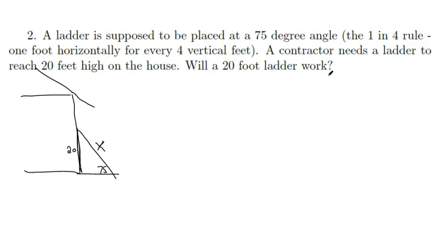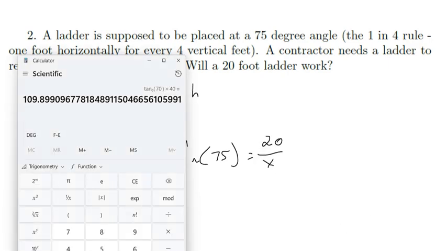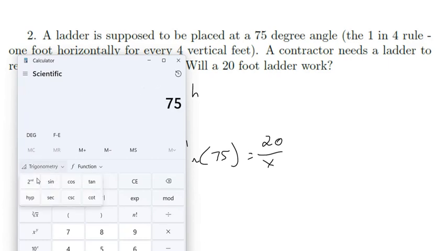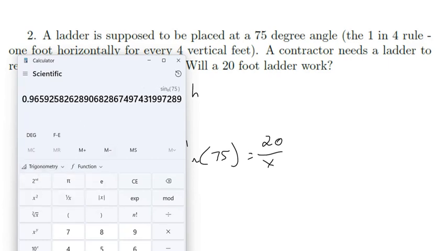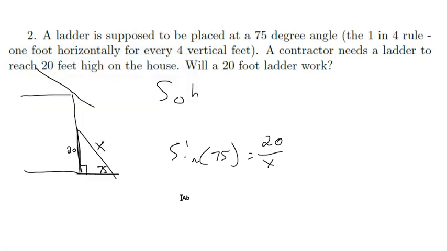And so when deciding which trig function to use with SOHCAHTOA, we have the opposite, and we want to solve for the hypotenuse, the one across from our right angle. So if you write out SOHCAHTOA, it's sine, because that's opposite and hypotenuse. So we say sine of our angle is equal to the opposite divided by the hypotenuse. Just like before, I'm going to type in 75 in my Windows calculator, hit sine. Ugh, gross. This is 20 over x.